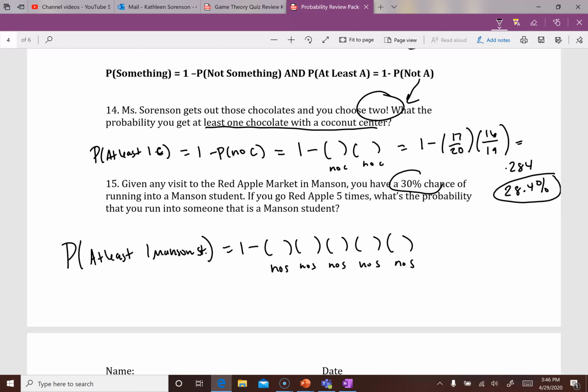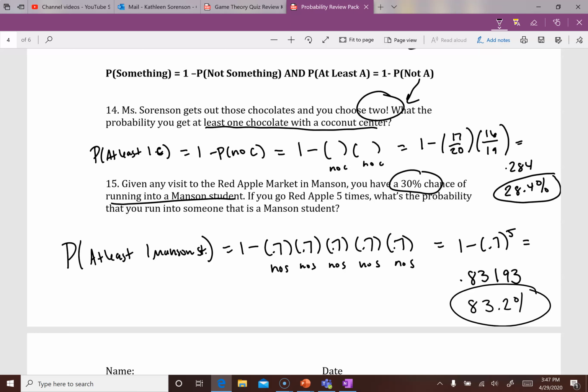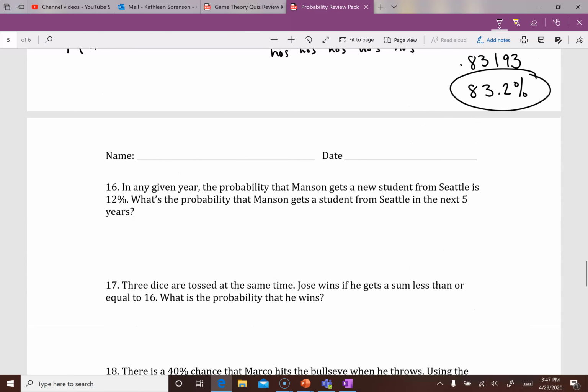If you've got a 30% chance of running into a Manson student, you've got a 0.7 chance of not running into them. And I can rewrite this a little bit better. I can rewrite it as 1 minus 0.7 to the fifth. And 1 minus 0.7 to the fifth is 0.83193, and that's going to give me roughly 83.2%. Again, you could write that as 83 over 100 or 832 over 1,000 and reduce. Doesn't matter to me.